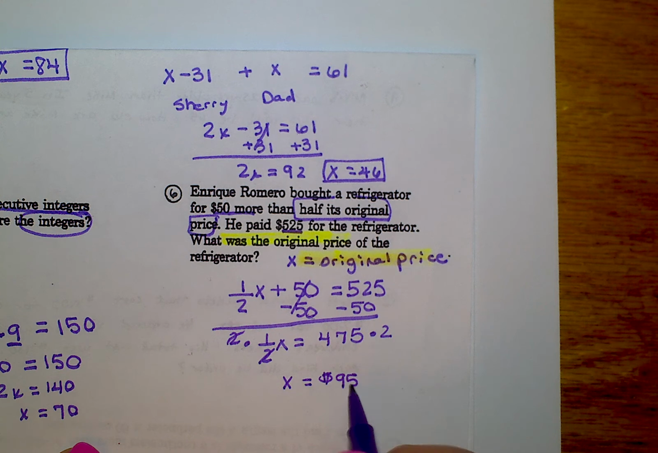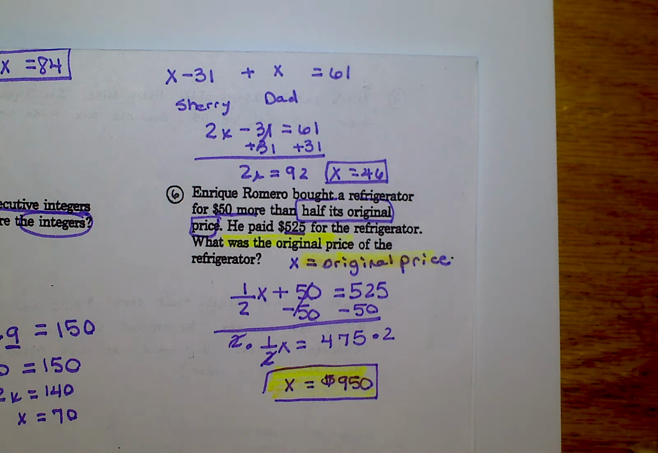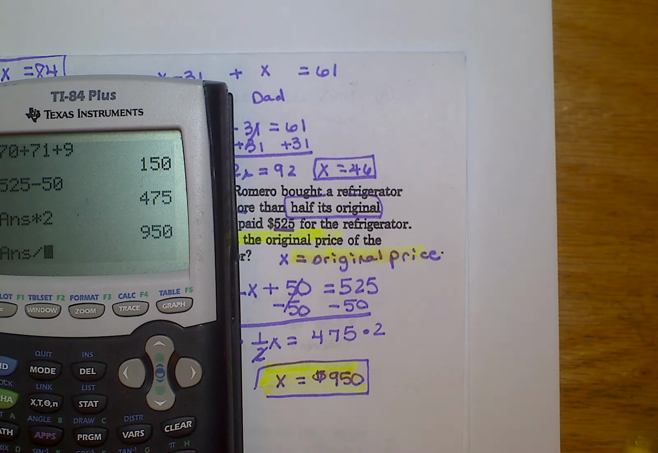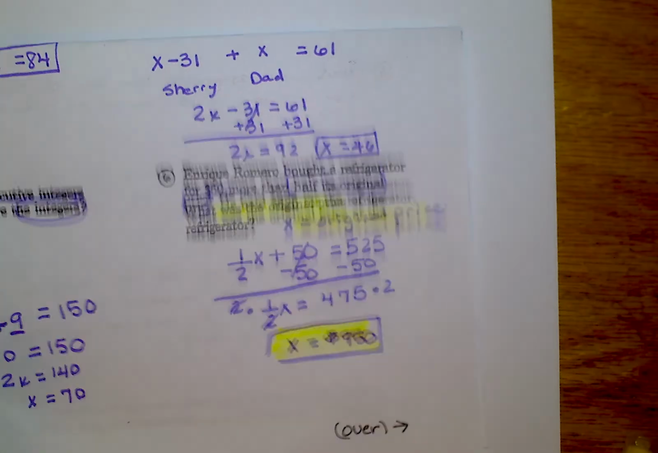And you should get $950. That was the original price. So to check it, you would divide that by 2. And then he paid $50 more than half the price, which would give you $525. Okay, I hope you got that one right.